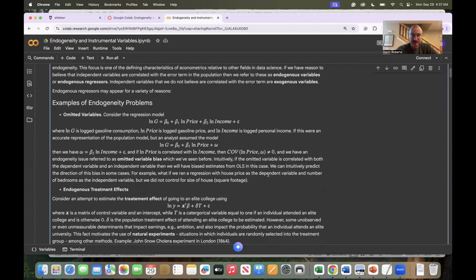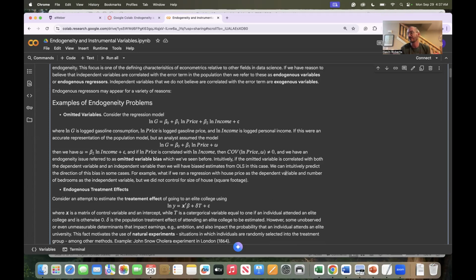And so if we have reason to believe that independent variables are correlated with the error term, as described by the covariance of the x values and the epsilon being non-zero, maybe a theoretical reason to believe that, then we refer to those specific independent variables as endogenous variables or endogenous regressors. Independent variables that we do not believe violate this assumption, we can refer to as exogenous variables.